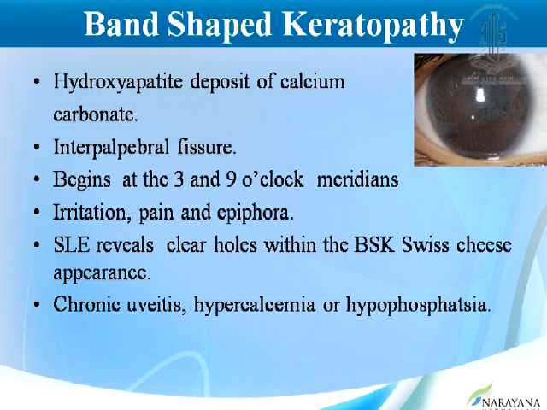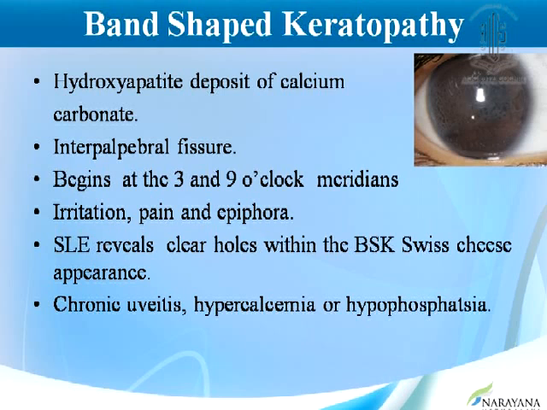The band-shaped keratopathy is hydroxyapatite deposition of calcium carbonate in the basement membrane of the epithelium or in the Bowman's layer in the anterior stroma. It commonly occurs in the interpalpebral fissure, begins in the 3 and 9 o'clock meridians. They can have a clear area between the limbus and the band-shaped area. Patients can be asymptomatic or they can present with irritation, pain and epiphora.